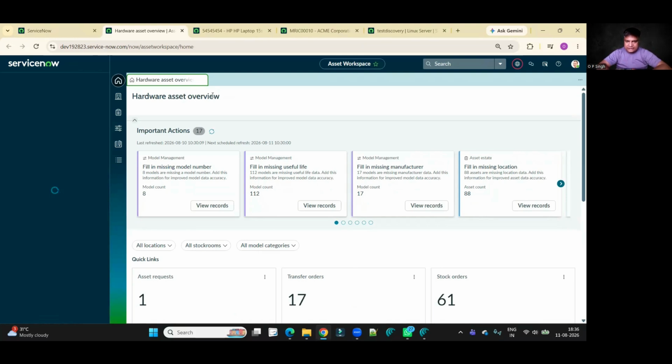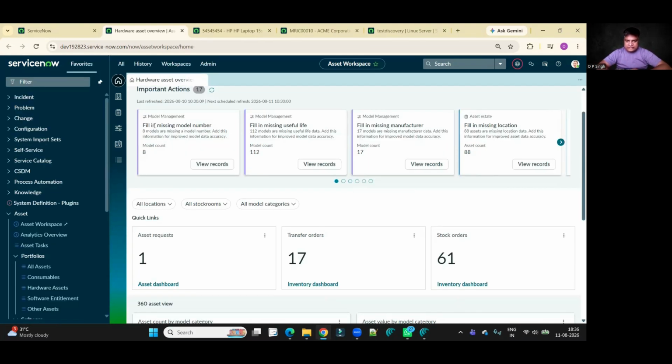You can see this is the hardware asset overview. You can see a few things here: fill in the missing model numbers, fill in the missing useful life. So why are we seeing this? Because for a particular asset, if the information is not correct, then there is no use, or very much less impact. So in that case, ServiceNow has all these things pre-built so that they look into your data and suggest you something that is not industry standard, right? So they are saying that if model number is not being used in a particular asset, then obviously you have to update that.